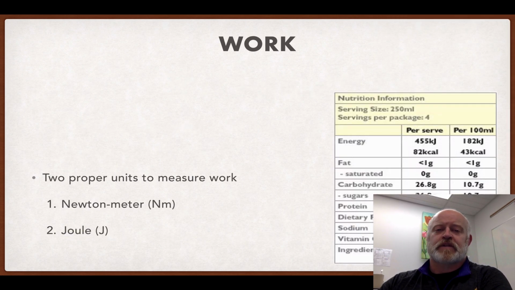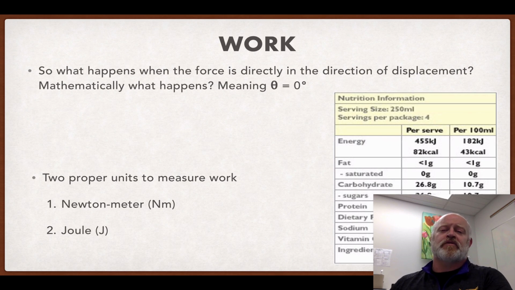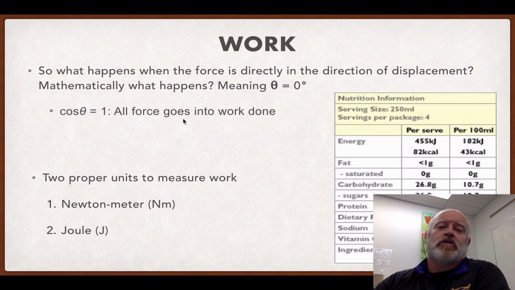Now what happens if the force is actually in the direction of that displacement? So what happens when that theta is equal to 0? In your calculator, just go ahead and punch it in. If you take cosine of 0, type in cosine of 0 and hit equal, you're going to find out it equals 1. So what that means is that if you have a 0-degree angle, so your force is in the same direction as your displacement, 100% of your force goes into providing that work or that displacement. So cosine theta equaling 1 means 100% of your force now goes to getting that work done.